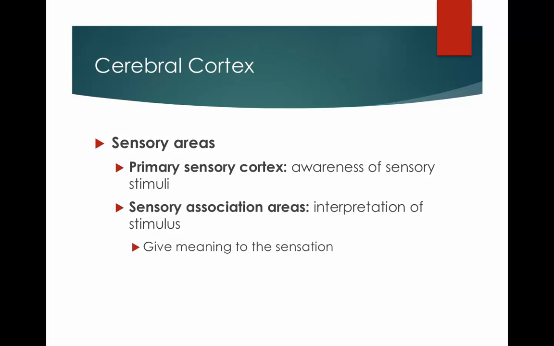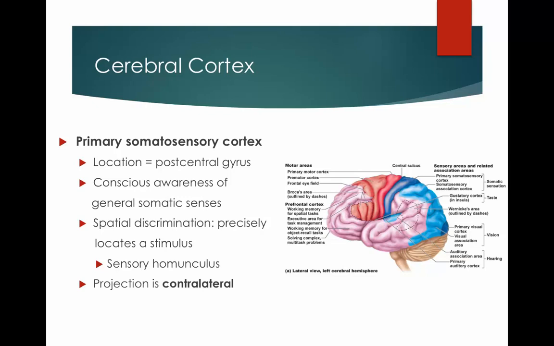In order for all that to happen, we have to be able to be made aware of our different sensory stimuli. So within our sensory areas, we break those down into primary sensory cortical areas and sensory association areas, where the primary sensory cortex is just making us aware of a sensory stimulus, and the sensory association area is actually doing further interpretation, integration of that information, and giving meaning to that particular sensation. So we're going to talk through the different primary sensory cortex areas, as well as talk about any of the sensory association areas that might be present in regards to those different sensations.